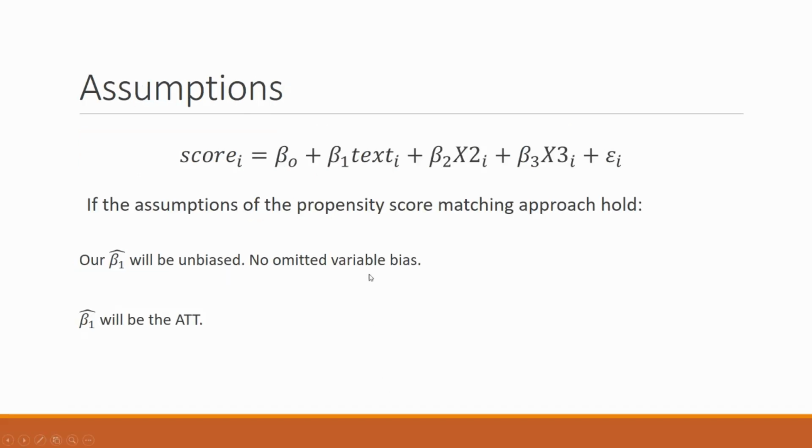All right. Now, if the assumptions of the propensity score matching approach hold, then we will be able to get an unbiased estimate of the impact of textbooks on test scores. We'll have no omitted variable bias. It'll be the causal impact of textbooks on test scores. It'll be the ATT, the average treatment effect on the treated, the causal impact of textbooks on test scores, if our assumptions hold. All right.